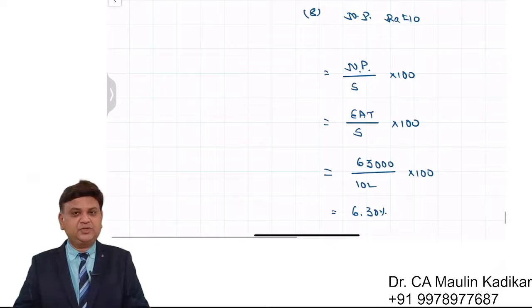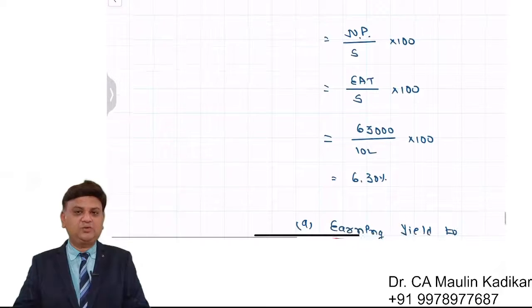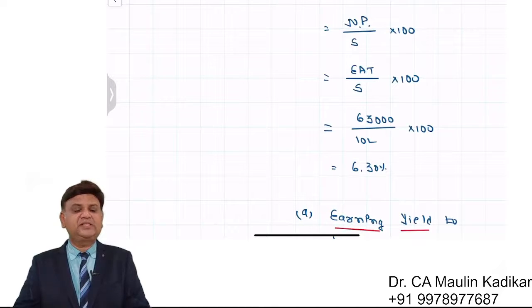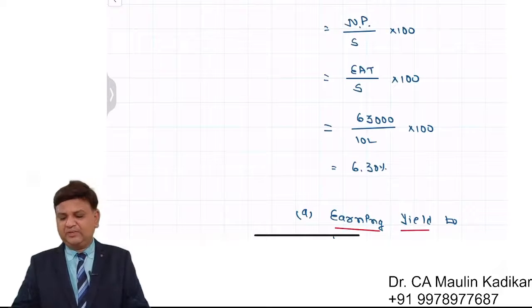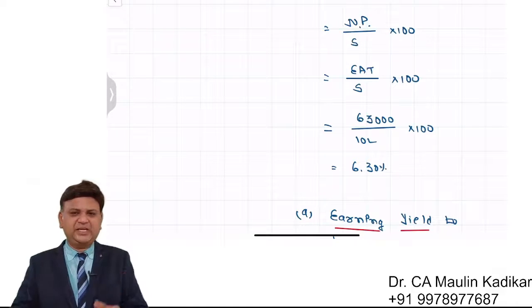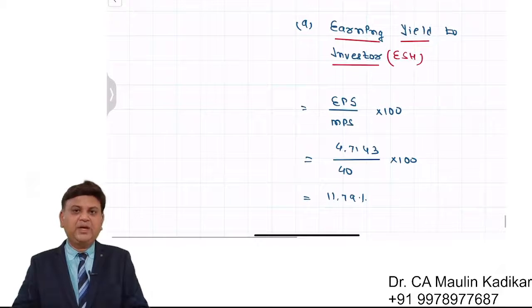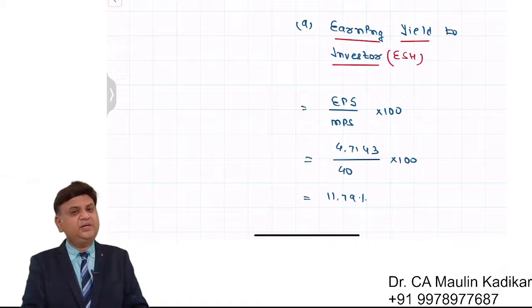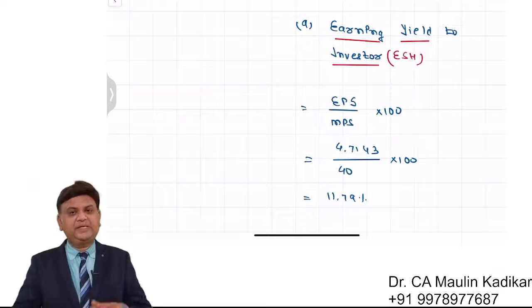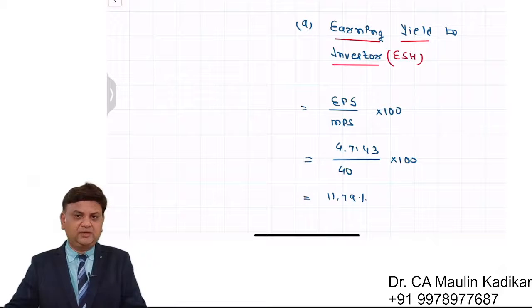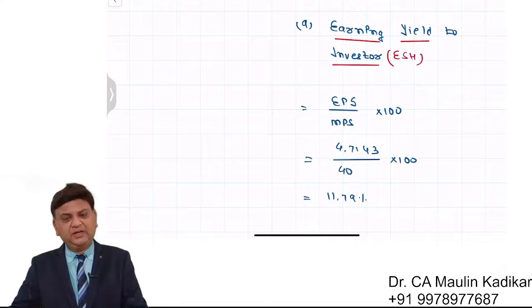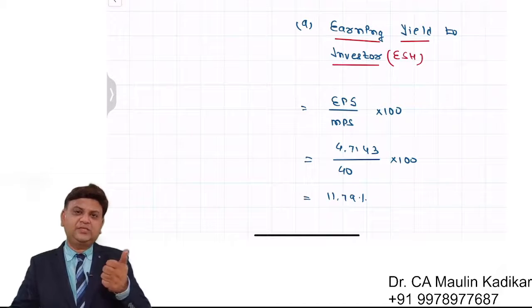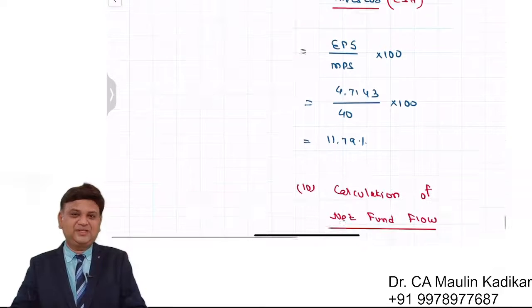Next is the net profit ratio. It is net profit upon sales into 100. So earning after taxes is 63,000 divided by sales of 10 lakhs into 100. That is, the NP ratio is very simple. Earning yield to investor, that is to the equity shareholder, because earning per share is calculated only and only for the equity shareholder. That is MPS upon EPS into 100. It is very similar to the dividend yield. The only difference is that instead of dividend, we'll use the market price.